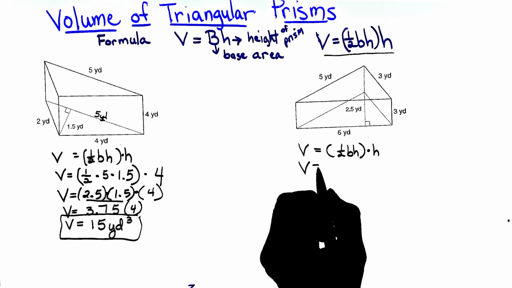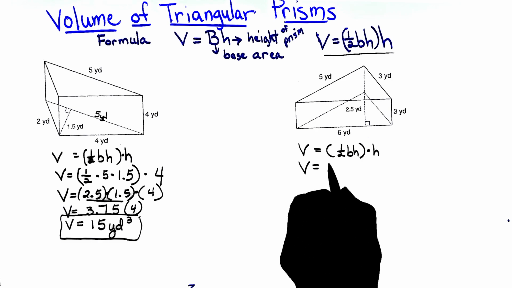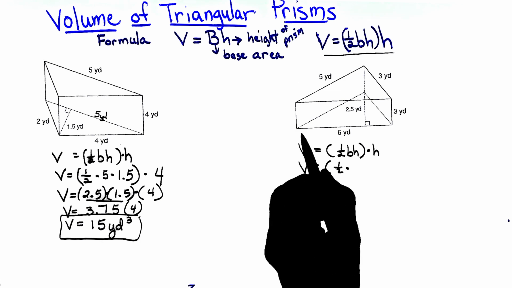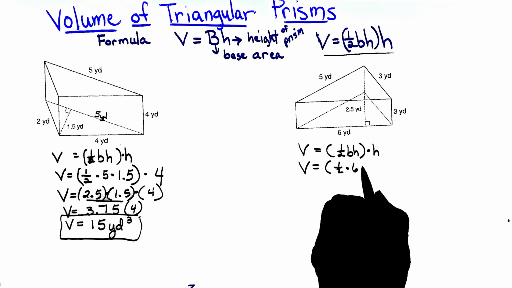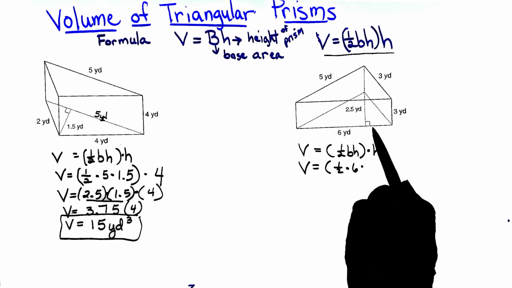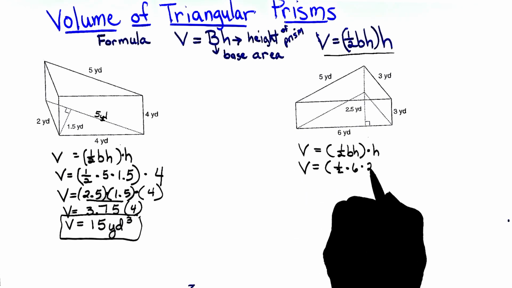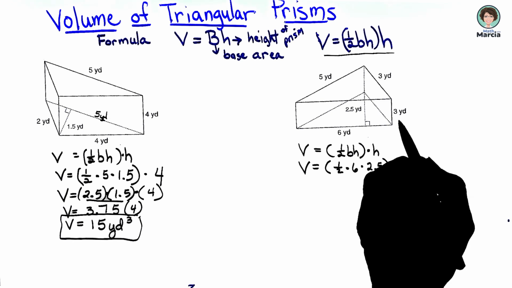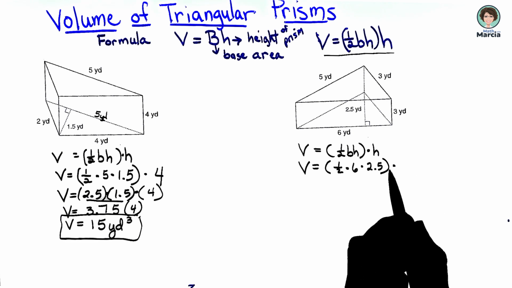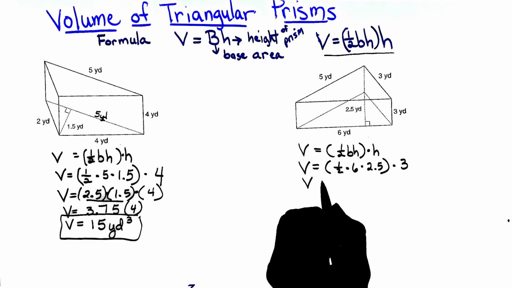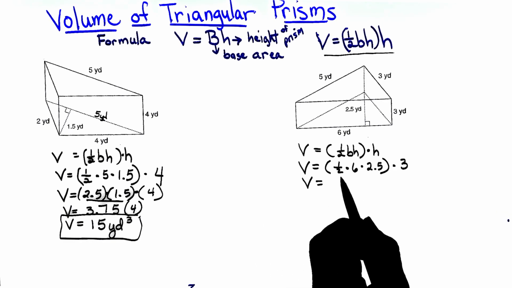All right, so let's look at this picture. So I see that I'm going to multiply 1/2 times the base, which here is actually a 6. And I'm going to multiply that by the height. We know this 2.5 is the height because it's hitting the base of the triangle at 90 degrees. So I'm going to multiply by 2.5. And then in the very end, I'm going to multiply everything by the height of the prism, which actually is a 3.